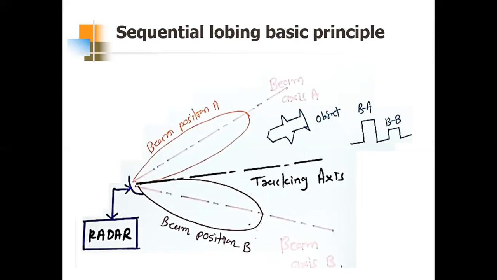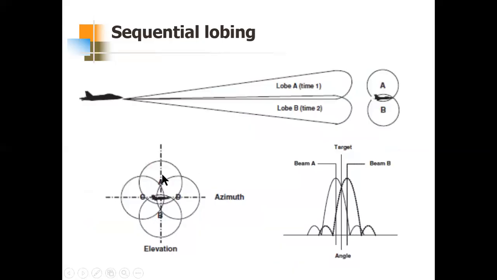In a sequential lobing system, the pulse might be transmitted and received when the beam is squinted to the right. Again, the beam is squinted up, then to the left, and then down. So it could be right, up, left, down, right, up, left, down, like this. You can see it almost follows a circular pattern.